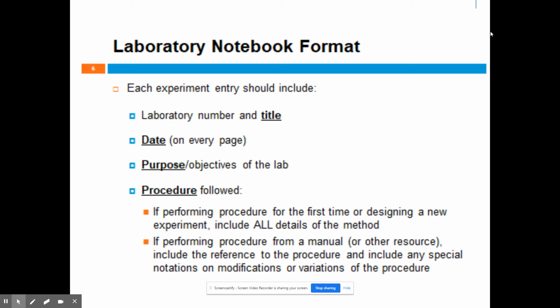Okay, so every experiment should include the lab number and title. We probably aren't going to have lab numbers, but we will have a title for every lab. On every single page, you will write the date, and there's a place at the top for experiment number, experiment subject, so the name of your lab, your name, your lab partners, the date. You guys aren't going to have lockers or drawer numbers, so that won't matter.